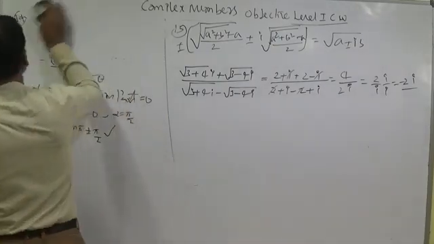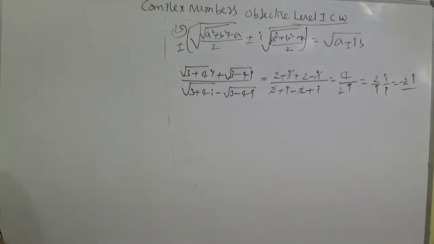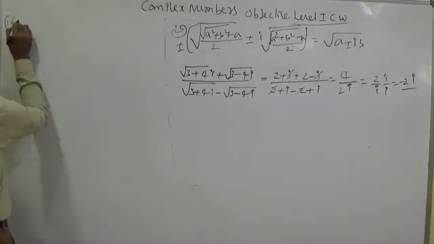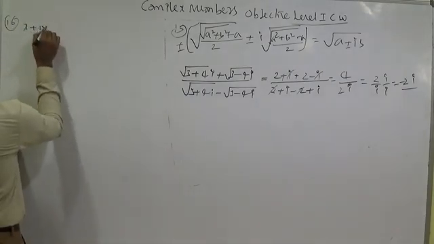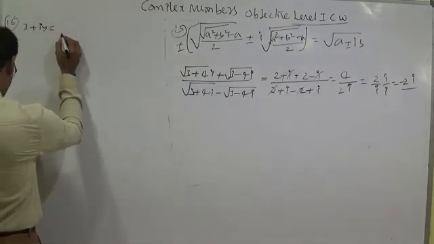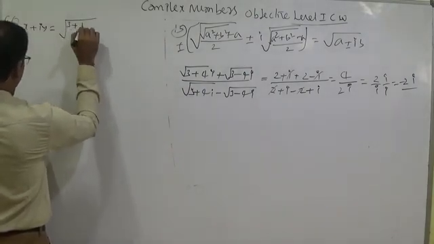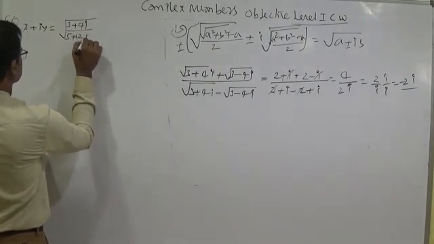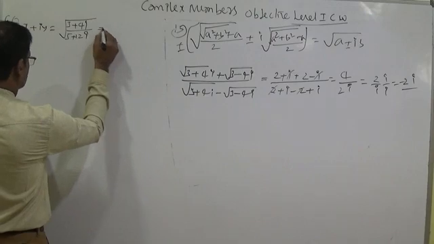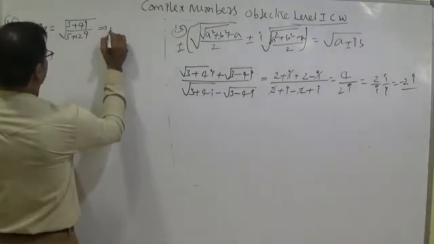16th question. If x plus iy is equal to root of (3 plus 4i) by (5 plus 12i), that implies find the value.